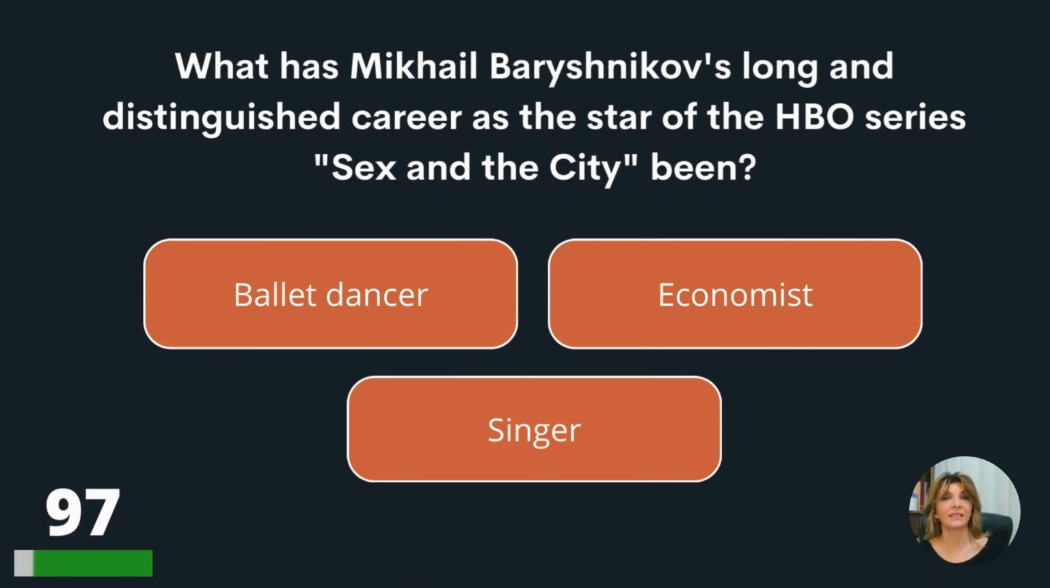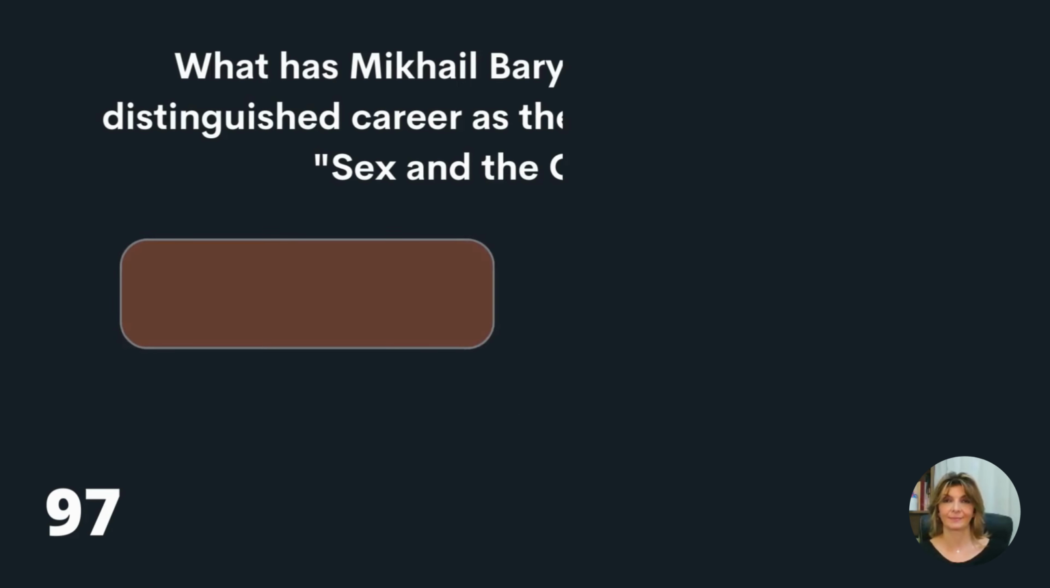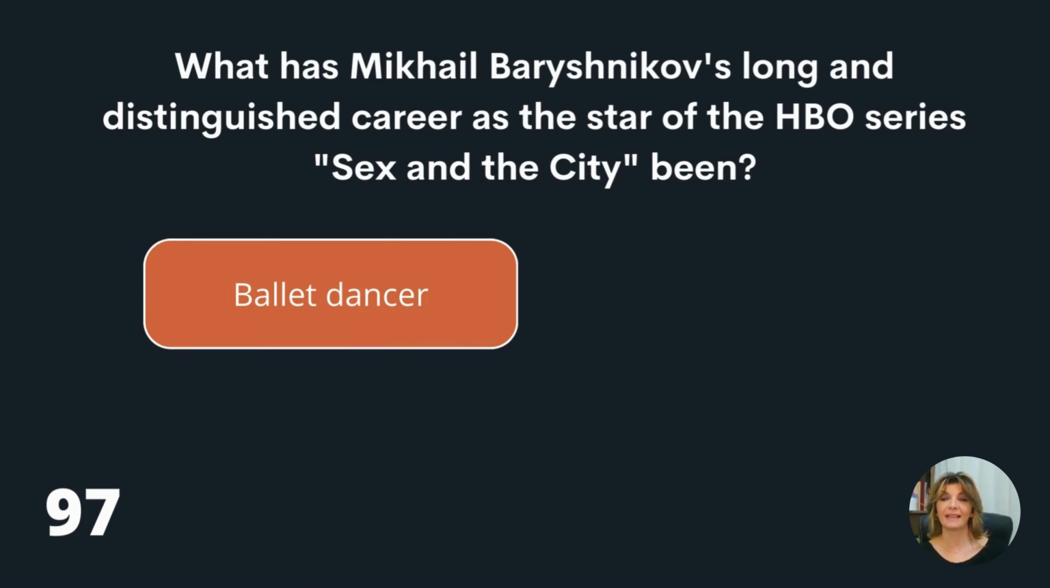What has Mikhail Baryshnikov's long and distinguished career as a star of the HBO series Sex and the City been? Ballet dancer, economist, or a singer? A ballet dancer.